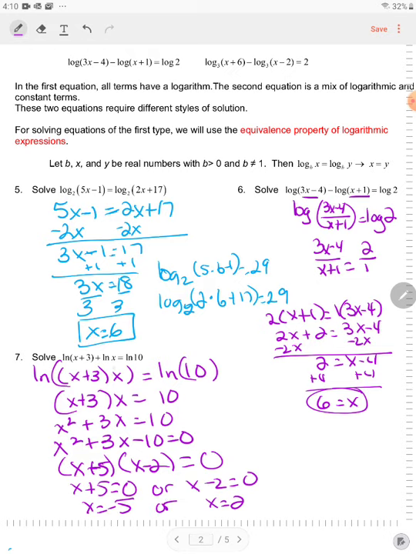Now remember, if I take ln of negative 5, you can't take logs of a negative, no matter the base. So you get x equals 2.